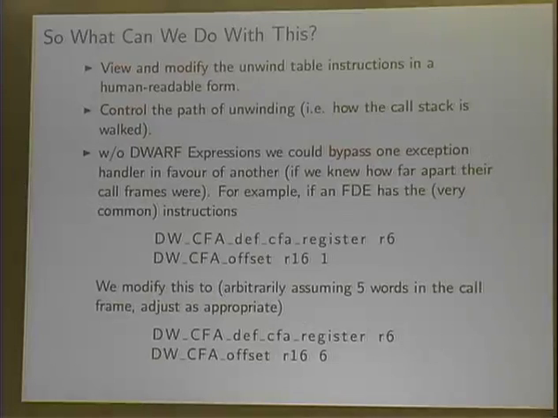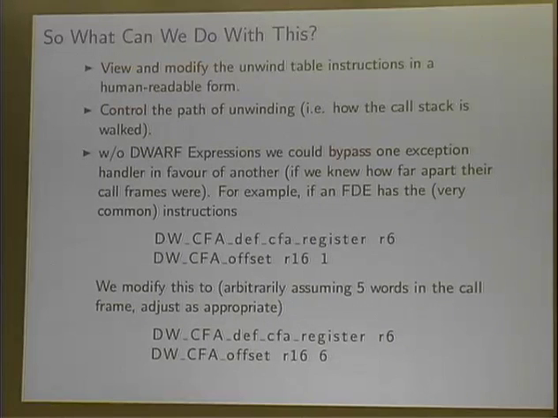And well, so what can we do with this dwarf script? We can view and modify the eh_frame table in a human readable form. We can control the path of unwinding, how the call stack is walked. So even without the dwarf expressions, the nice Turing complete environment, we can bypass one exception handler in favor of another. That's sort of the first little gimmick I did when I was still working with a hex editor.